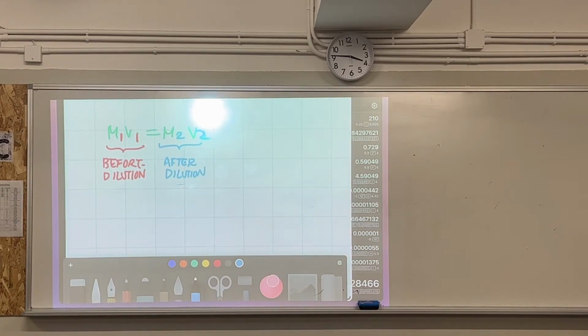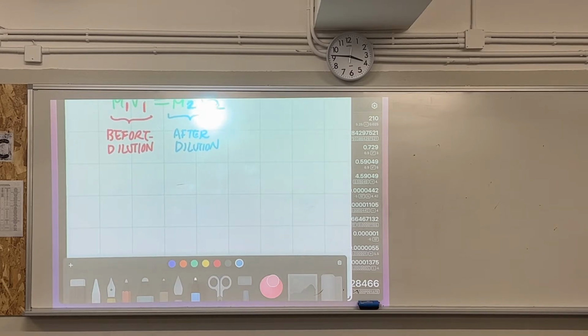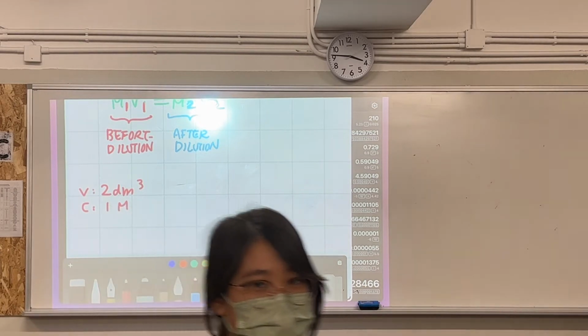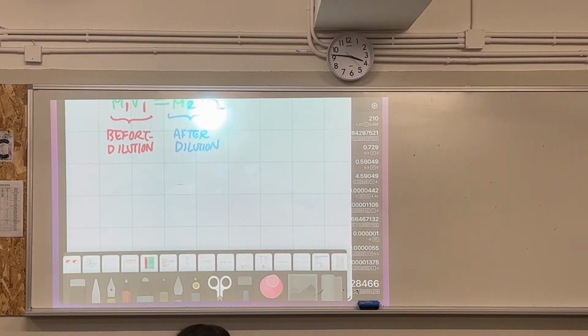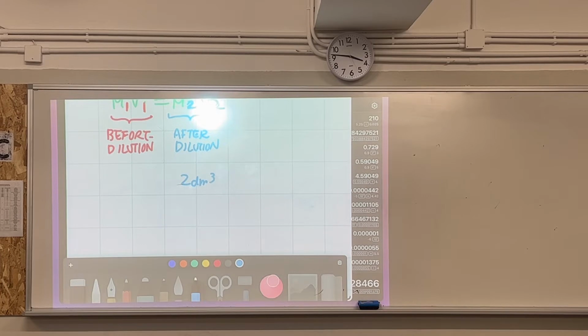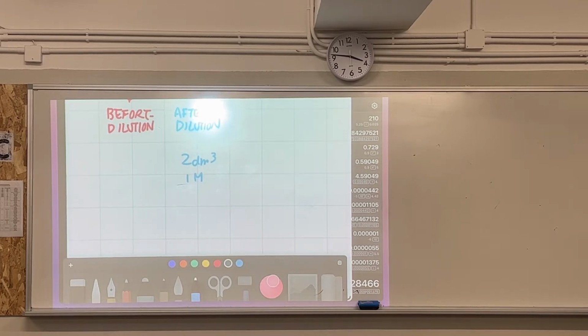If you have a red pen and a blue pen, take it out. Look at the question. A 2 dm³ of 1 molar sulfuric acid solution is prepared. So that means 2 dm³ and 1 molar. Underline the words "is prepared". The phrase "is prepared" means this is the condition after dilution. It is implied, because when you say something is prepared, that means this is the outcome, what you get at the end.